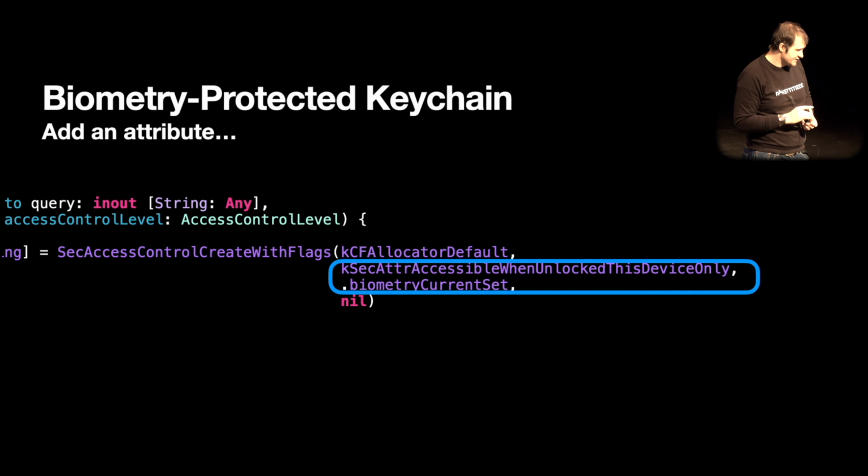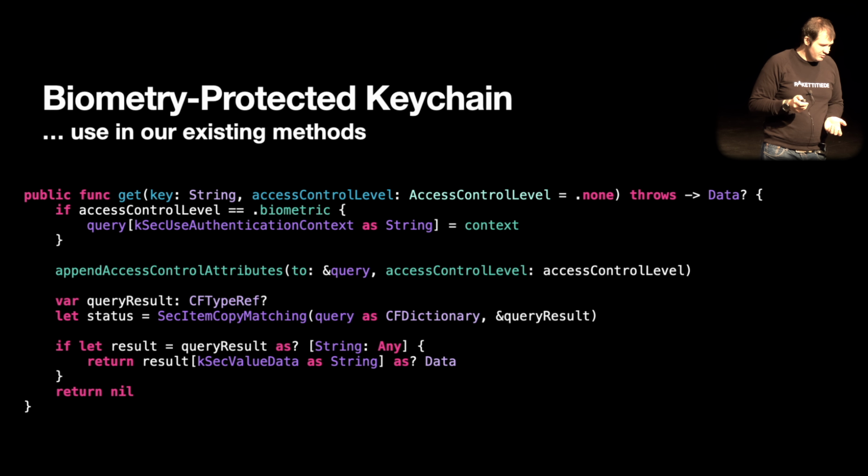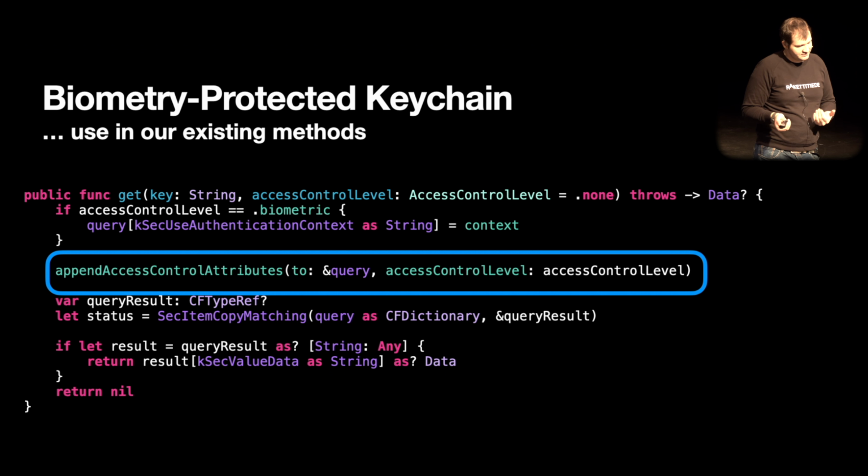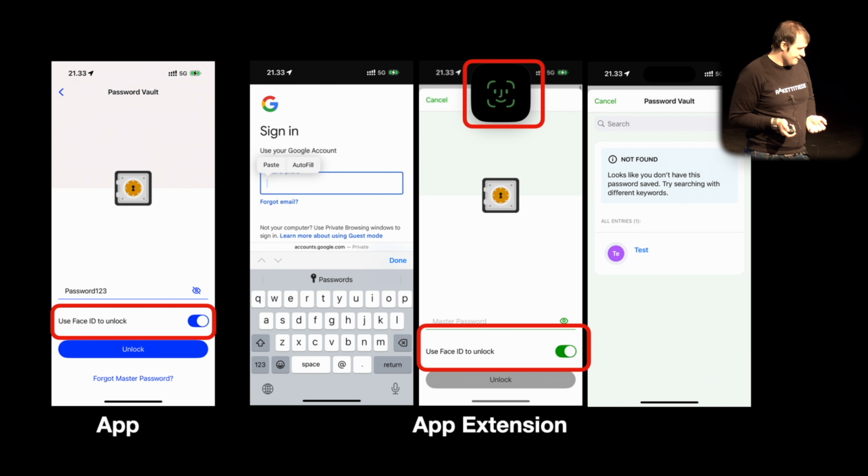Accessible when unlocked this device only means that it will not be backed up to iCloud or Mac backups, and the biometric current set is actually doing the biometric protection. And then when you use it like that, when you get the key, you just append the attribute, and the keychain will then try to read the key if the biometry has been authorized at this specific stage. And yeah, this is how it looks like. The user enrolls the app, the biometry into the app, and then uses it in the app extension, as I said.